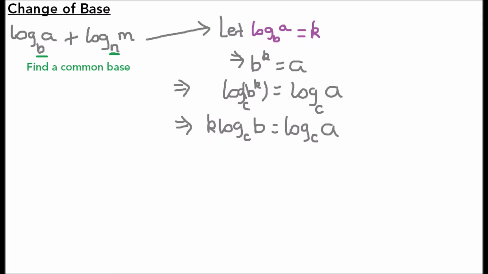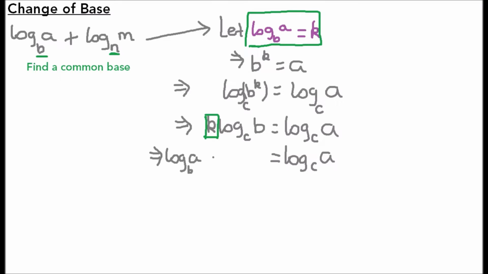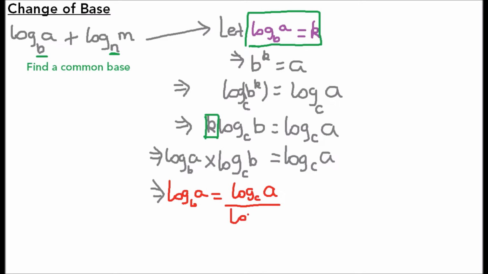Now we're going to substitute log a to base b for k. So log a to base c will now be log a to base b times log b to base c. Now by dividing both sides by log b to base c, we get log a to base b is log a to base c over log b to base c. And this is the change of base rule.